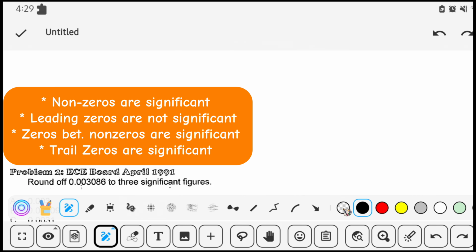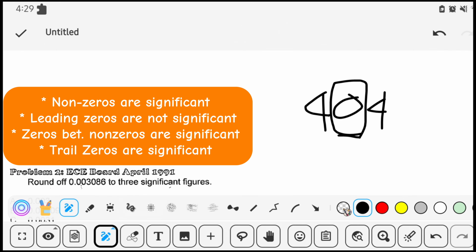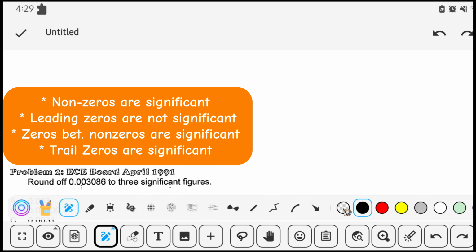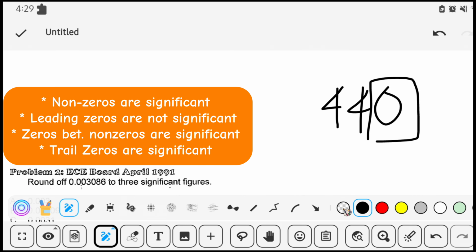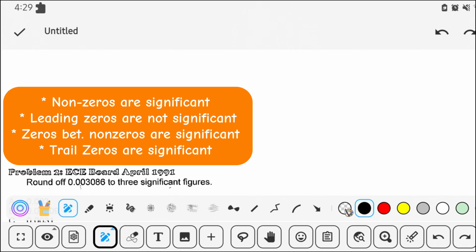That's very obvious, like 404. This zero is between two non-zeros. And we also have trailing zeros. When we say trailing zeros, these are zeros after the non-zeros, like 440. So those are the rules in order for you to know how many significant digits a number has.